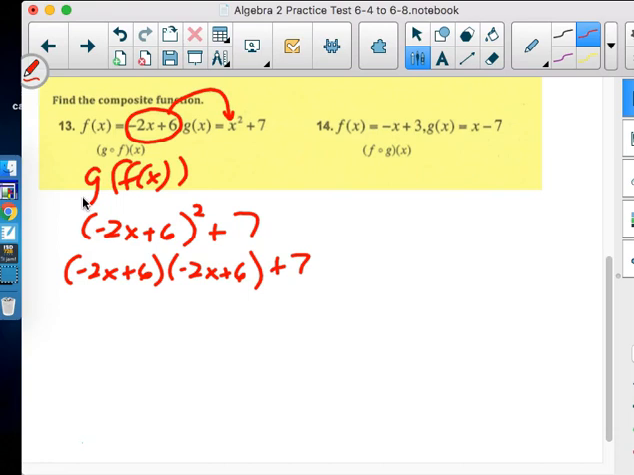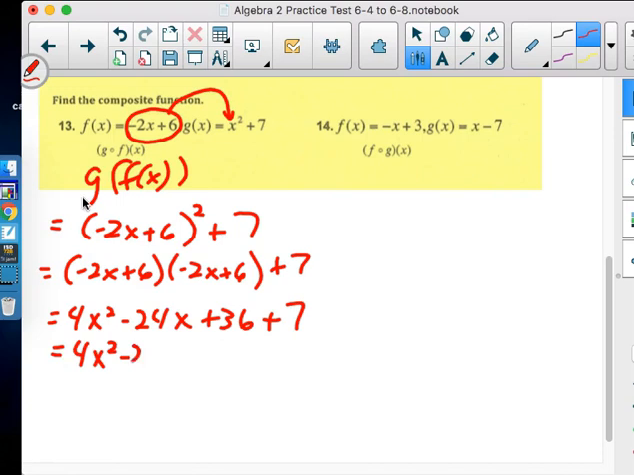So let's see what we get. First times first will be 4x squared. Should put my equals on all of those. And then outside times outside would be minus 12x, but so would inside times inside. So together that would give us minus 24x, and last times last would be plus 36, and then we just need to add 7, and then we've got it. So 4x squared minus 24x plus an obnoxious little 43.